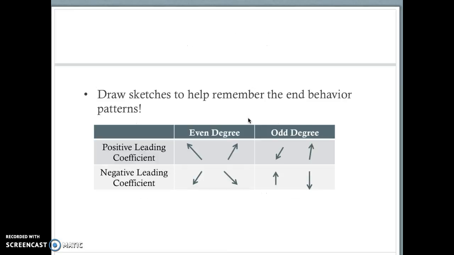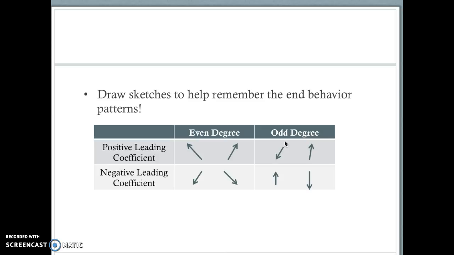Now draw sketches to determine the end behavior of the patterns. If we have a positive leading coefficient and an even degree, then our graph is going to look like this. It's going to be a U shape. If we have a positive leading coefficient but an odd degree, it's going to be what we see in that cubic or quintic graphs, where it goes opposite directions.